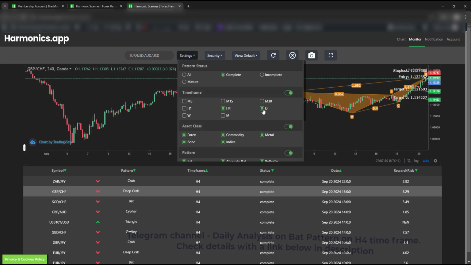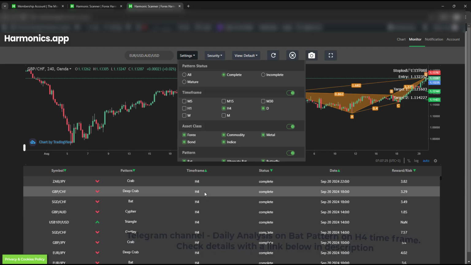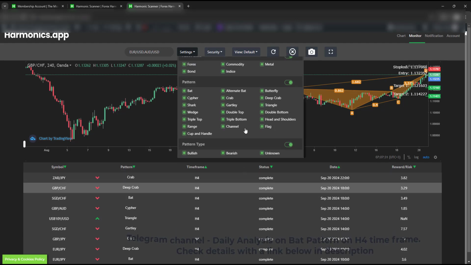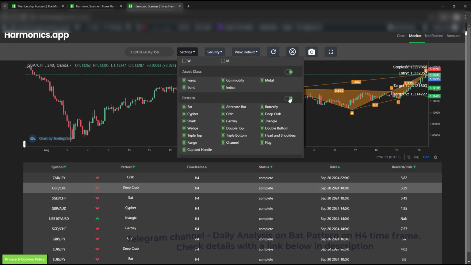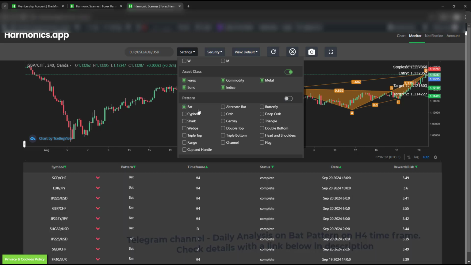If I click on the daily time frame, this table will populate also with the patterns on the daily time frame. Then you have asset classes, which you would like to follow, patterns, which one you would like to have below. If you do not want to have all of them, you can simply click this one, close all of them, and then select only, for example, bad pattern.